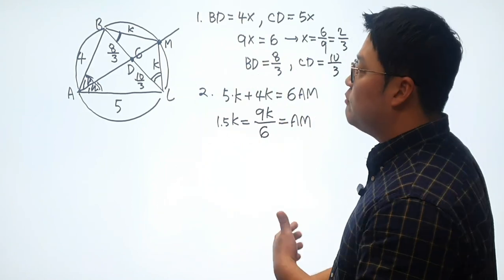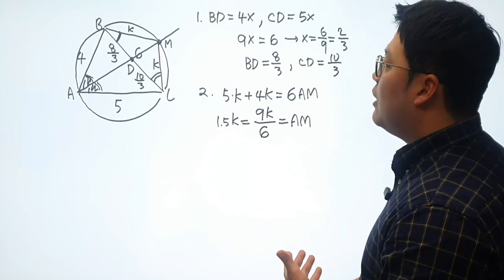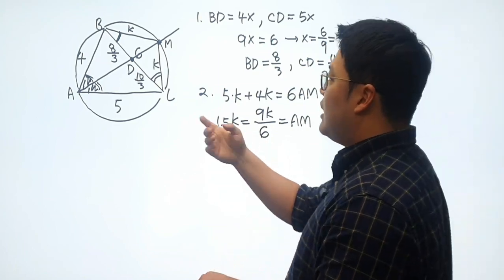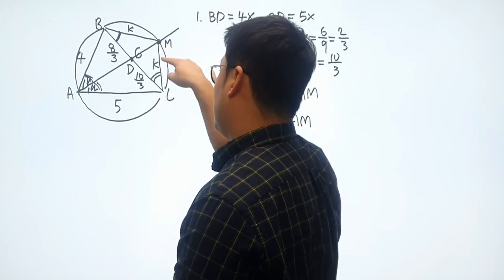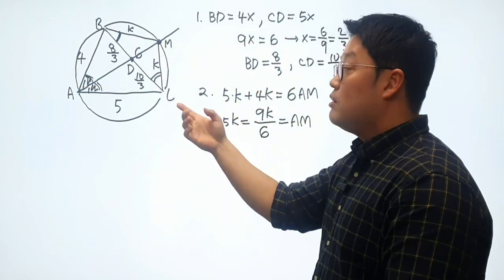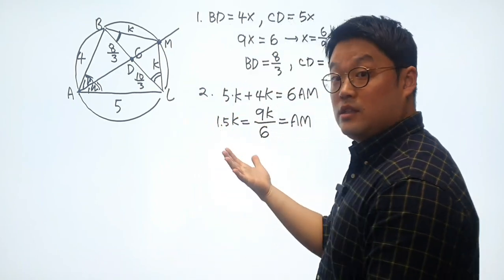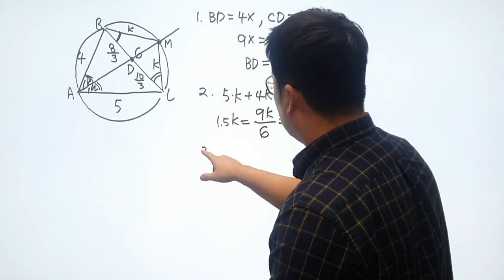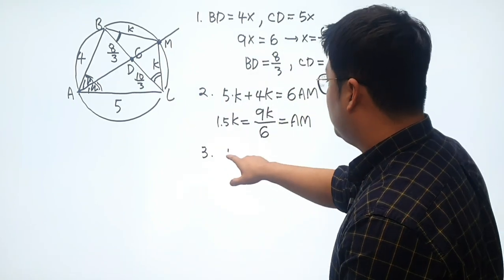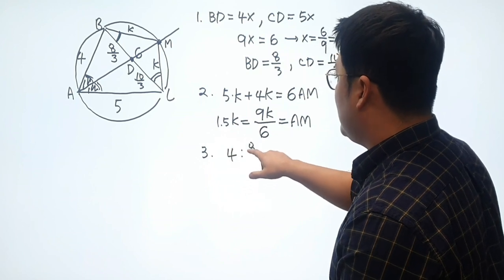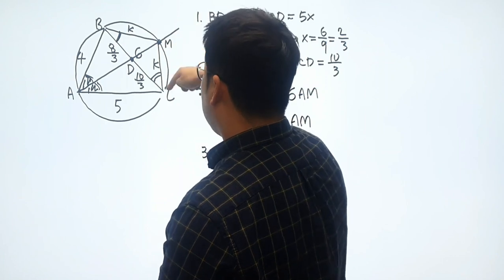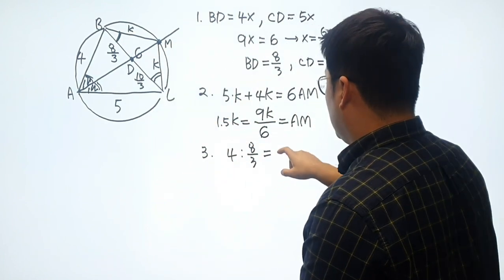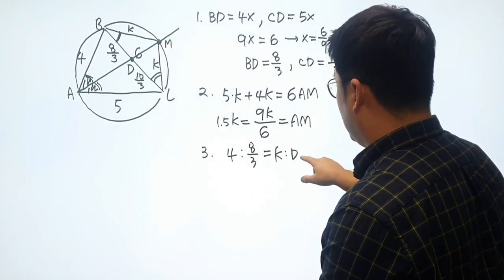I know what AM is supposed to be. Probably it's going to be a good idea for me to use power of a point here. And in order to use it, I need to get DM first. Let's look at the triangles marked like a ribbon shape. If you look at the ribbon-shaped figures, those must be similar figures. So the third step that we try is that 4 to 8/3 is supposed to be CM, which is K to DM. So K to DM, for sure.